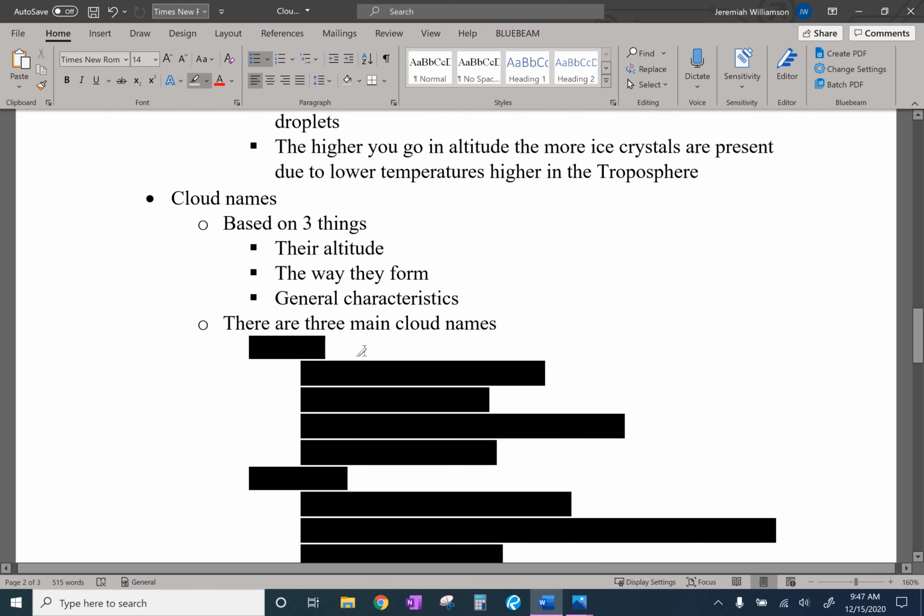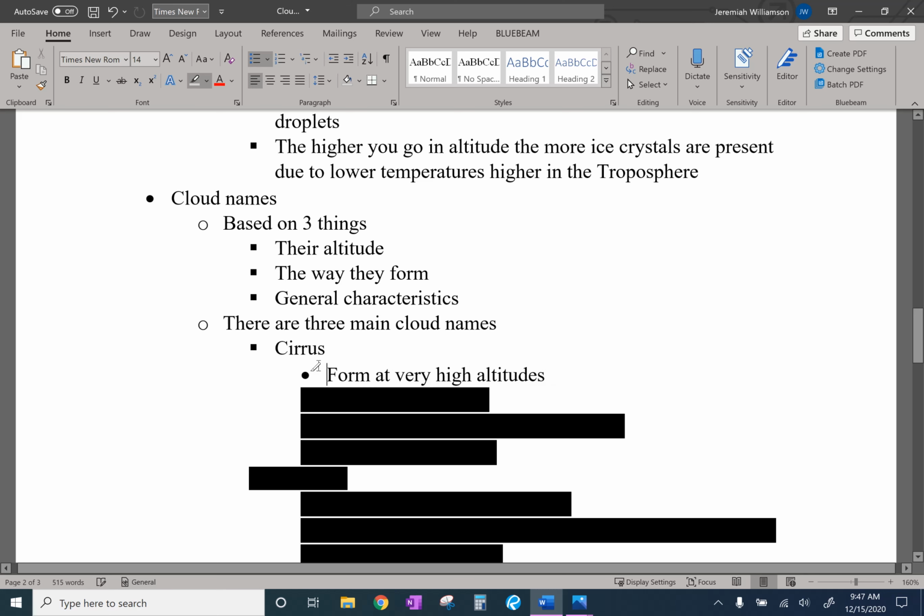It just means that these are the ones that will usually be present in any cloud name, but there may be other things added to them. So the first one are cirrus clouds. And these cirrus clouds, when you see them, you usually see them on a relatively clear day.